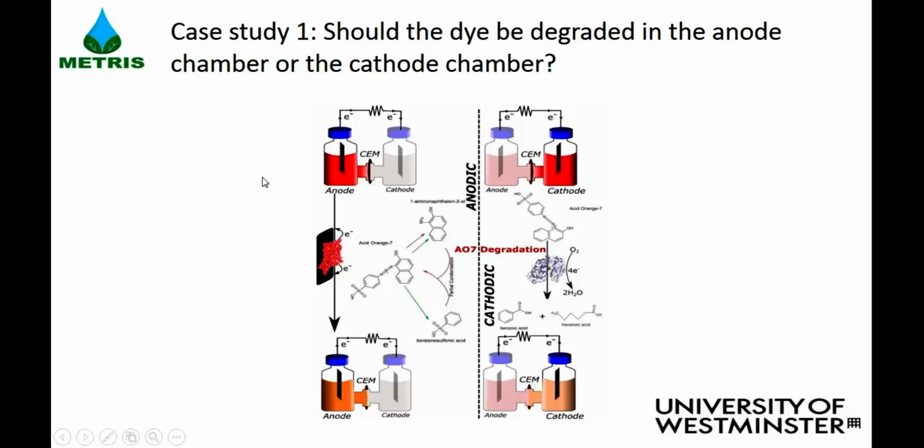So in this first case study, we carried out an experiment where we compared the removal rates of the dyes, the energy produced, and how toxic the degradation products are when you feed the dye in the anode versus when you feed it in the cathode.